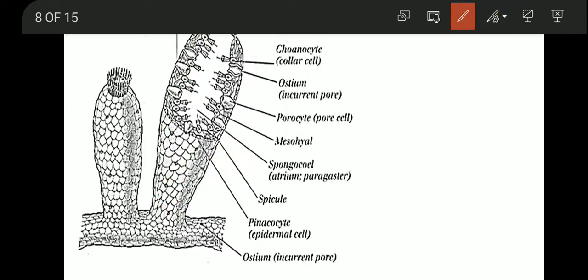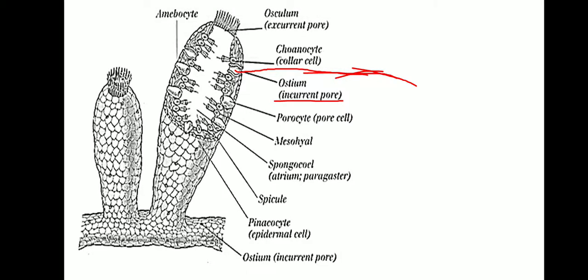From here the water enters through the ostium. It is called the incurrent pore, that is, the intake of water. As it takes the water current inside, it is called the incurrent pore. And this is called the excurrent pore, the osculum. And this is the middle space. Whatever space is present in the middle, this cavity is called the spongocele.